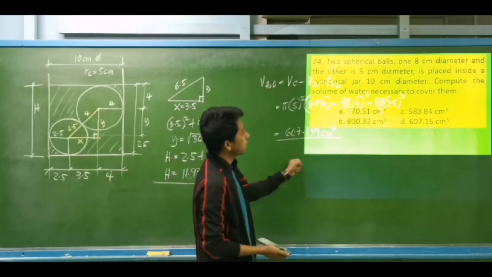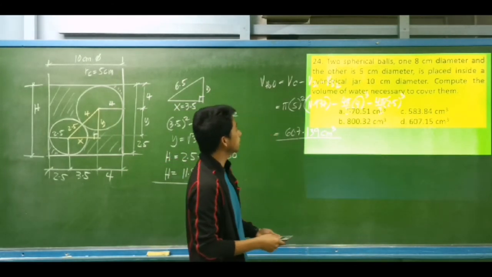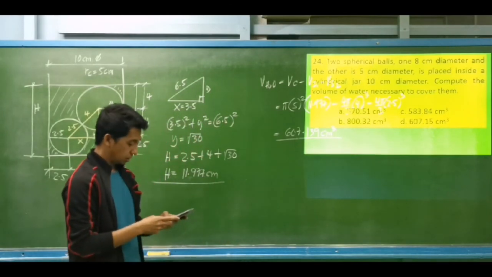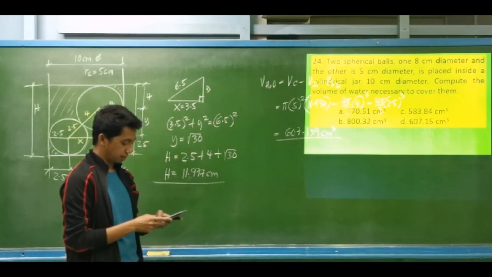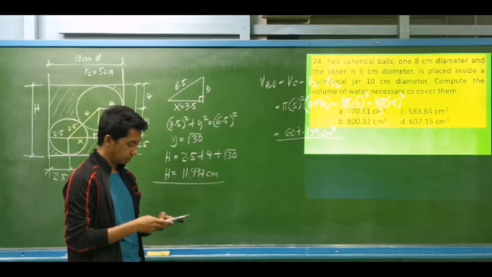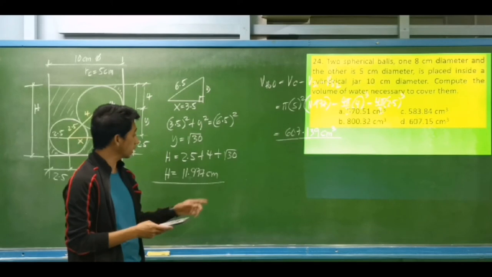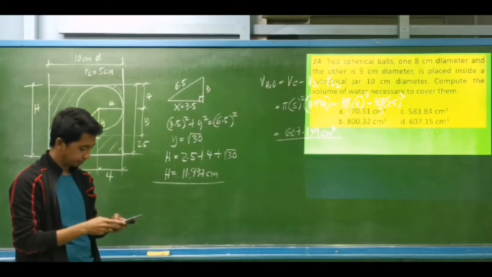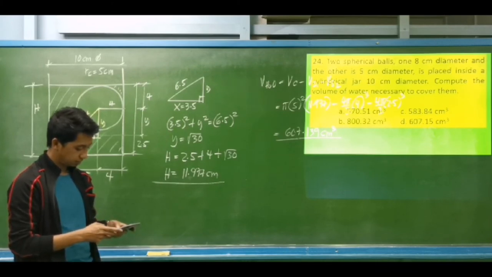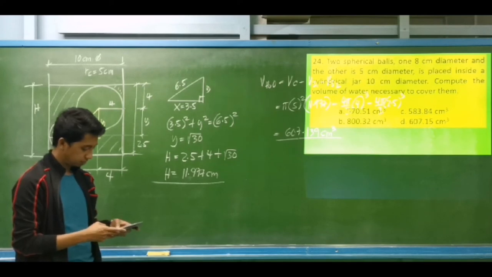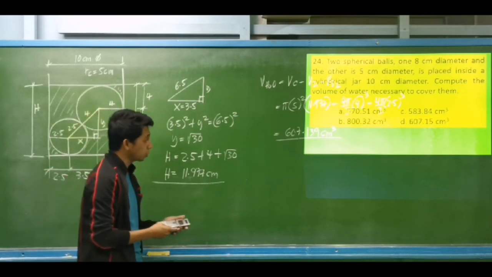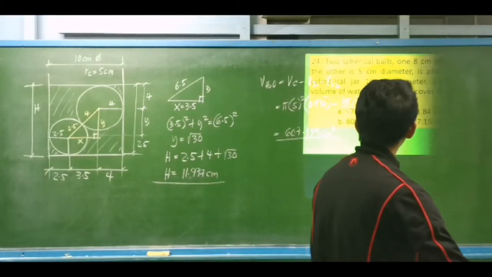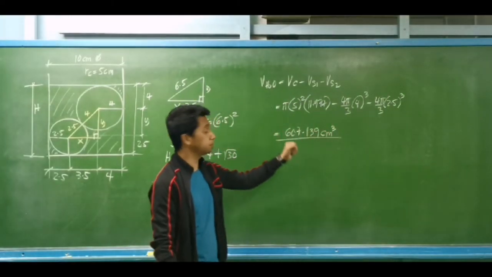607.139. Ito naman yung pinakamalapit, letter D, 607.15. Double check ko lang. That is 5 squared times pi times 11.977, or di kaya ito decimal yung ginamit dyan, minus. Okay, so ito yung nakuha ko, 607.139. So by the way, pinakamalapit na sagot natin is 607.15, letter D.